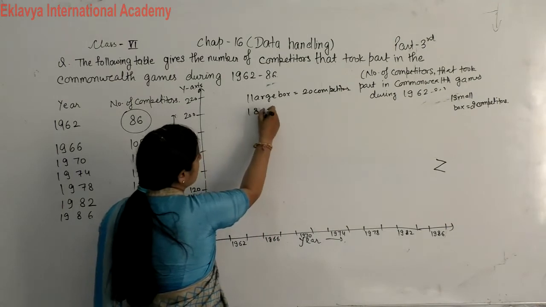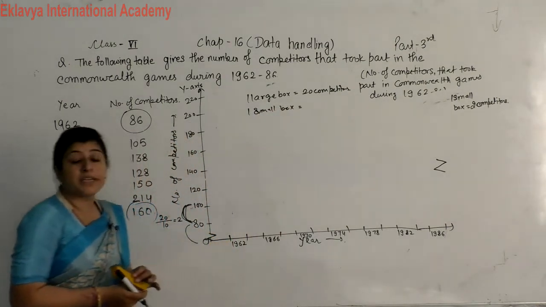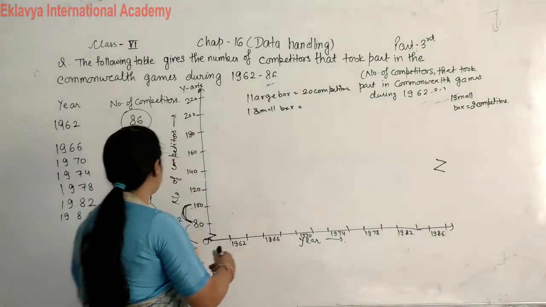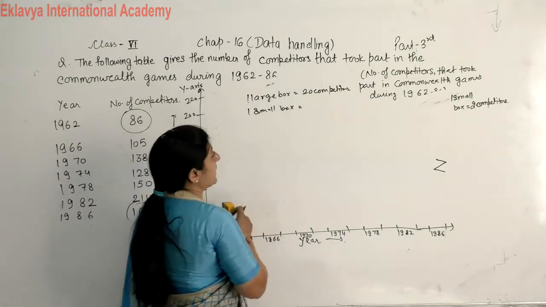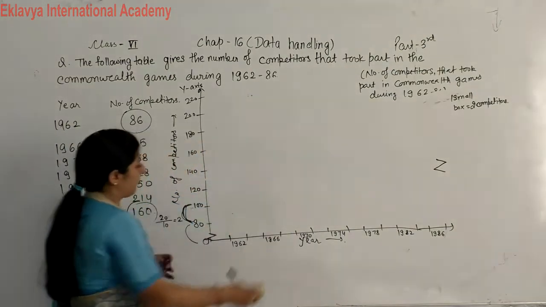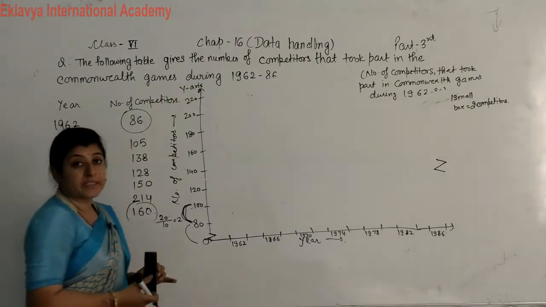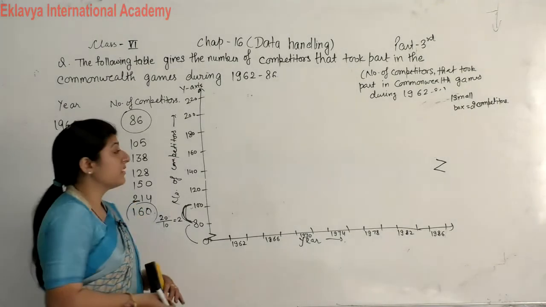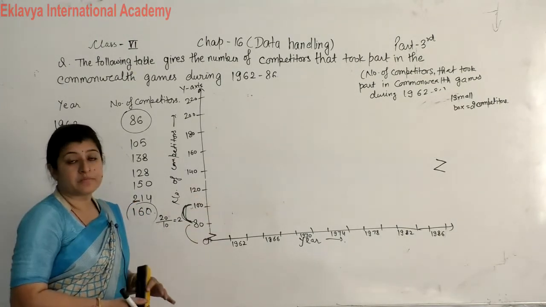Then what is the value of a small box? One small box: these 20 competitors are divided into 10 parts. It means 20 by 10 is equal to 2, that is 2 competitors. Now see, in 1962 there are 86 competitors. For the 86 competitors, how many parts are required on the scale?